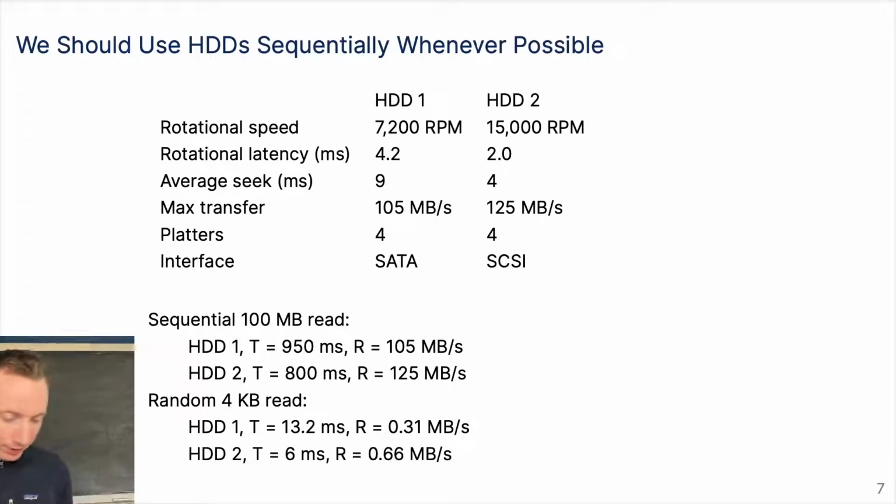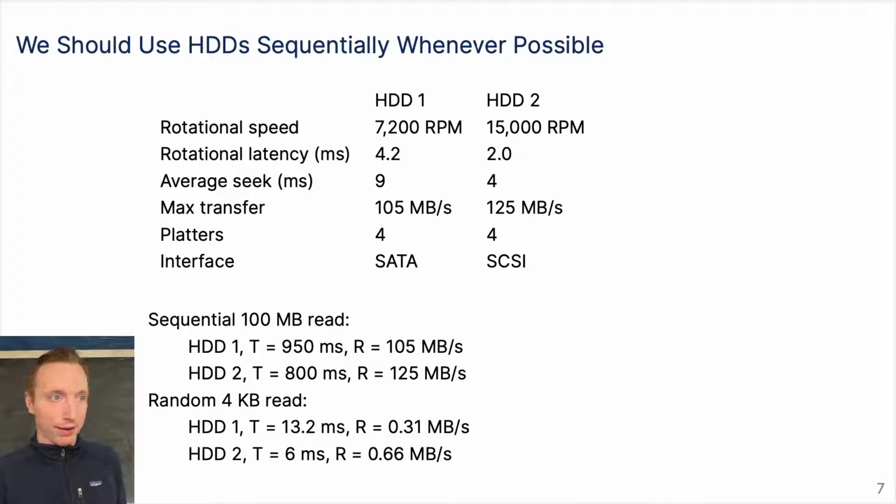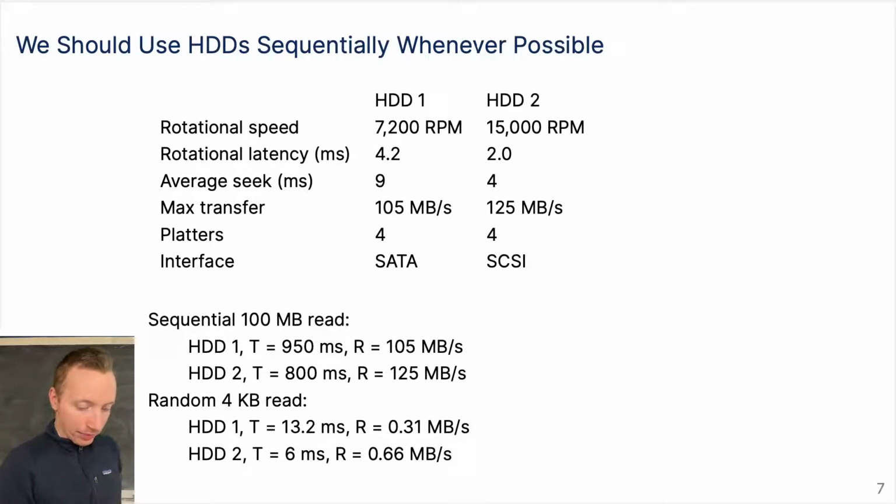Yeah, so this is to illustrate to use hard drives sequentially whenever possible. So here's two versions of disks. The rotational speed on consumer devices, you'll hit like 7,200 RPM, which is 7,200 rotations per minute of that spinning thing. And then that will translate to a rotational latency of like on average 4.2 milliseconds. Average seek time would be like 9. Max transfer would be 105 megabytes a second. Then have 4 platters and you don't have to worry about the interface.